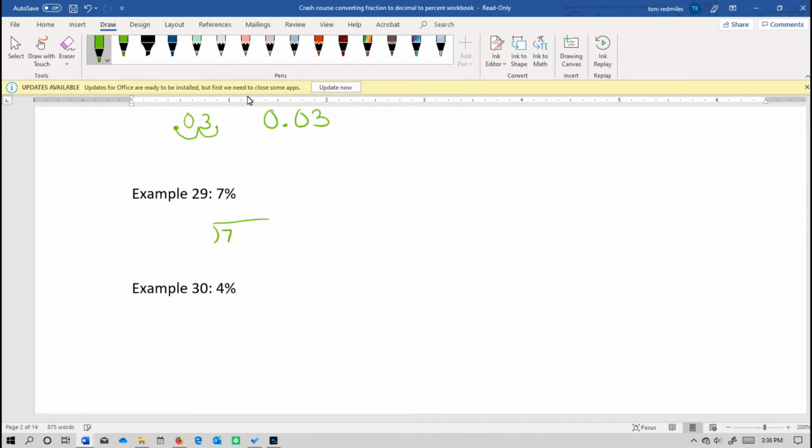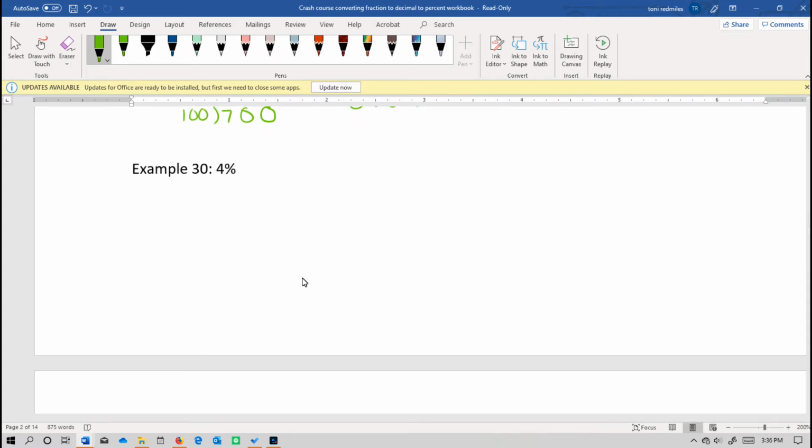7 goes on the inside, 100 on the outside. Got to put that decimal spot and a 0. 100 still can't go into 70, so I'm going to put a 0 there. Add another 0 to my number. 100 can go into 700, so my answer would be 0.07. Same thing with 4%. We're going to move that decimal 2 places, 1, 2, fill in a 0 in the dead spot, and a 0.04 as a decimal.